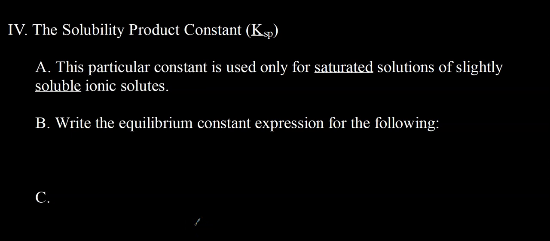In this next lesson, we will be talking about a different equilibrium constant called Ksp. The Sp stands for solubility product. And so we have Ksp, the solubility product constant, which is the equilibrium constant for a particular system. So it says this constant is used only for saturated solutions of slightly soluble ionic solutes. Now, technically, it doesn't have to be for a slightly soluble substance, but usually we're dealing with slightly soluble substances.